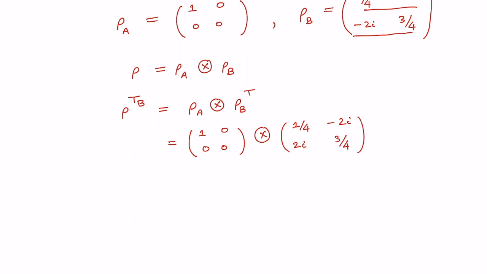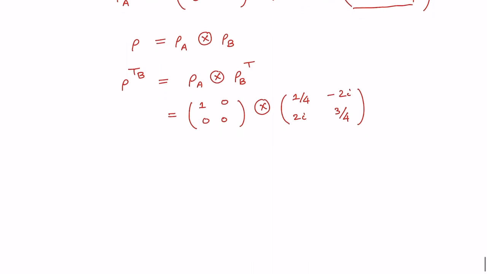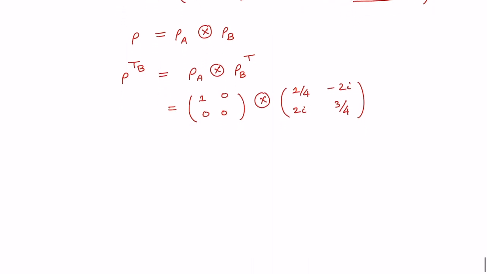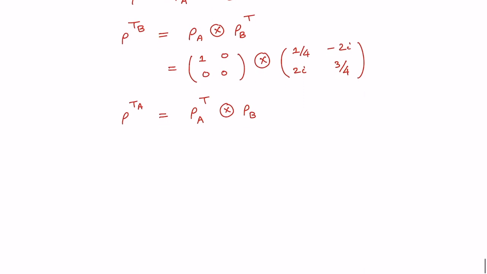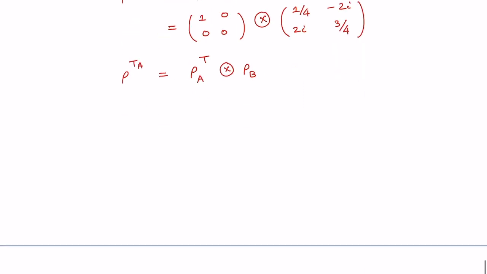Okay, this is what we mean by transpose, partial transpose over that of system B. We can do a similar thing over system A also. Rho TA would be basically taking the partial transpose over the subsystem A, and the density matrix for the subsystem B would remain unaffected.